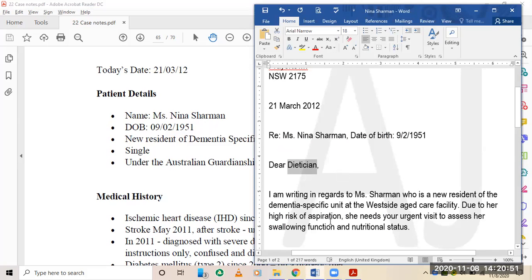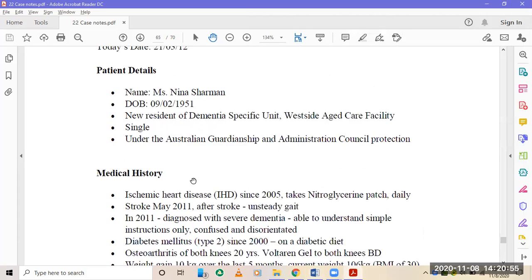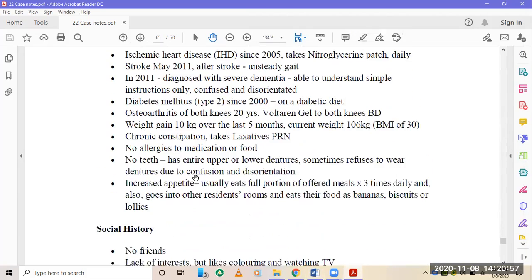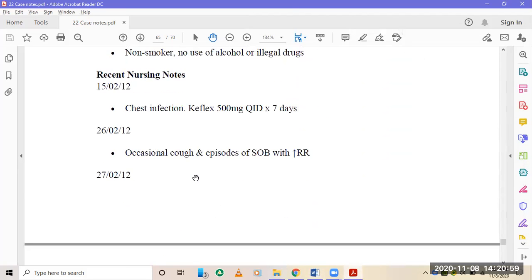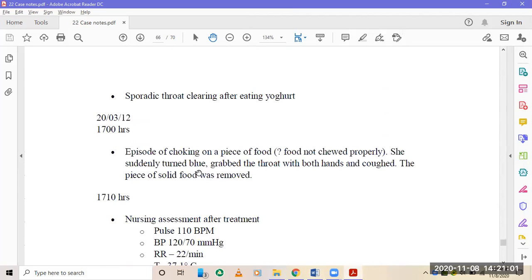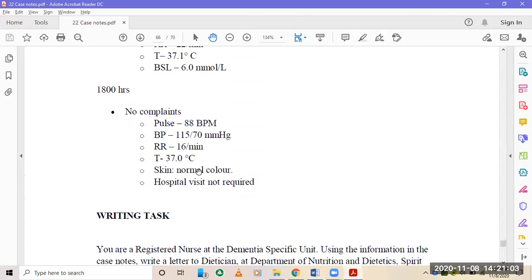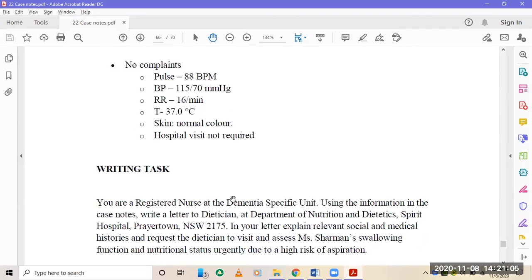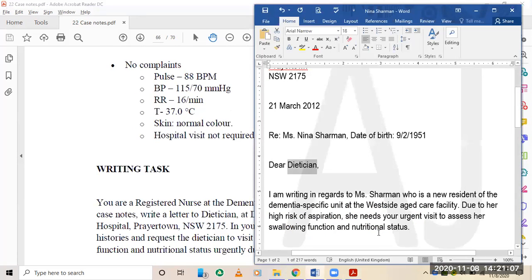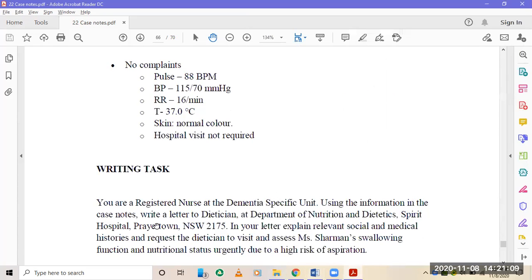Due to her high risk of aspiration, where are we getting this information from? The writing task, which we have seen earlier. So let me just scroll it for you to the last part. There are a lot of things which are not required as well. So the high risk aspiration and those kind of things we are getting from the last part here. Yes. So why am I writing?